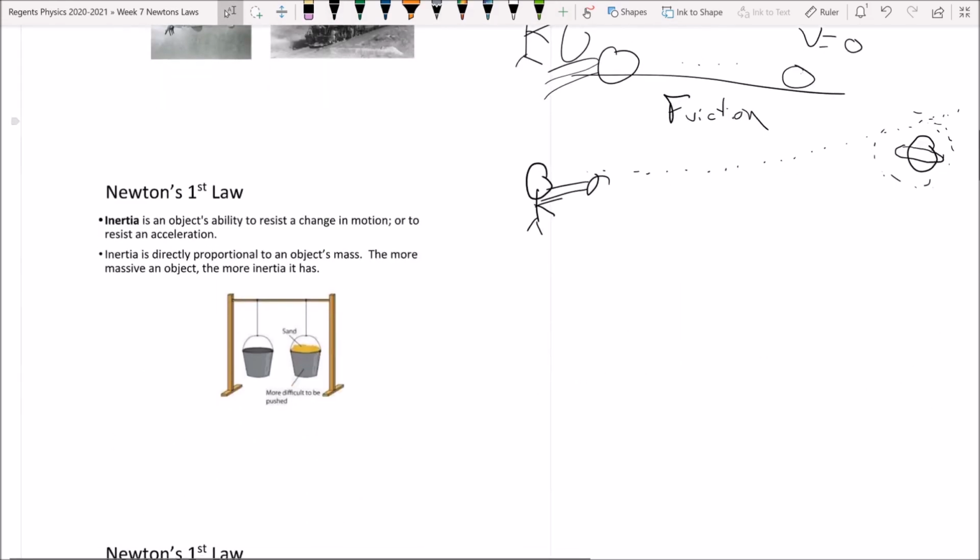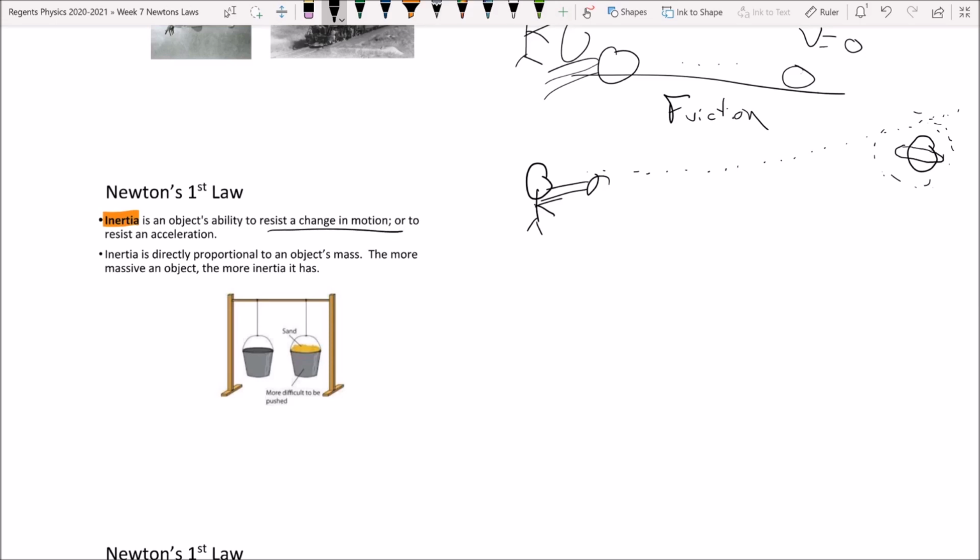So why does this happen? Well, the key idea here is that objects with mass have something known as inertia. Inertia can be defined as an object's ability to resist a change in motion, or to resist an acceleration. Things want to keep doing what they're doing. They don't want to change. The reason why is because of the object's inertia. Inertia is directly proportional to an object's mass, so the more mass an object has, the more inertia it has, and the harder it is to change its motion.